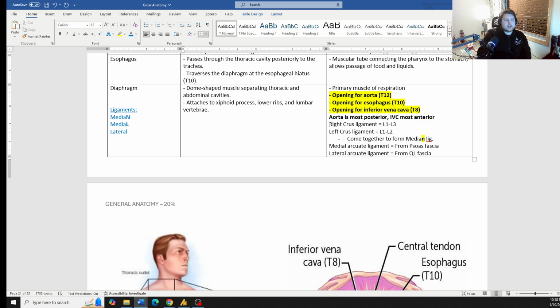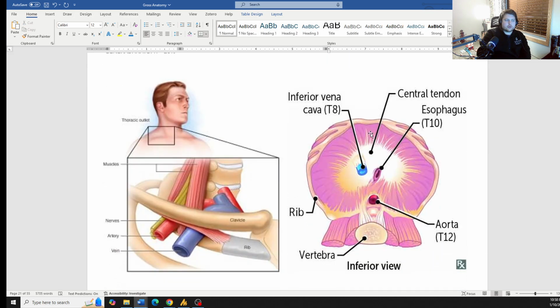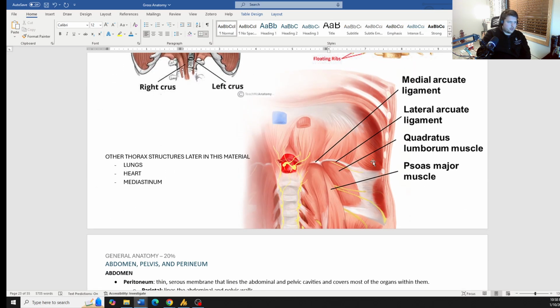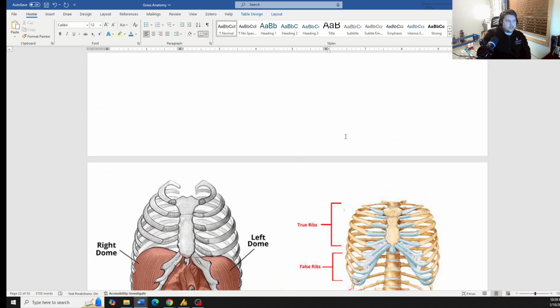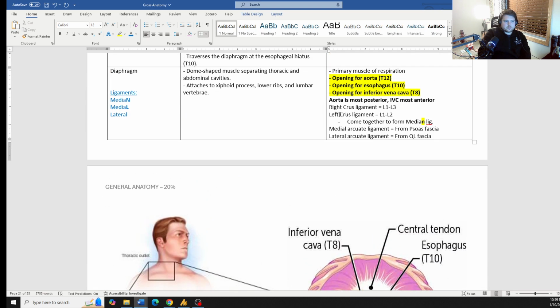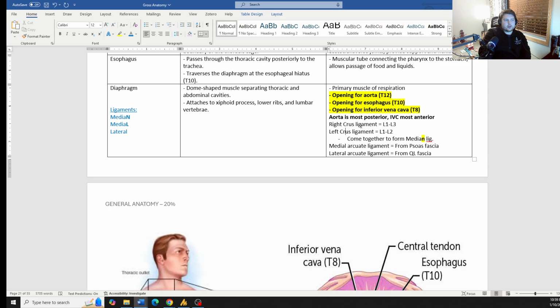Then there are also the ligaments of the diaphragm. You have a couple of different ones. You have 2 crura, the crural ligaments, named because they look like they cross. There's the picture of them. We have the right crus and the left crus attaching to the vertebrae. Both of the crura come together to form the median ligament, with an N.